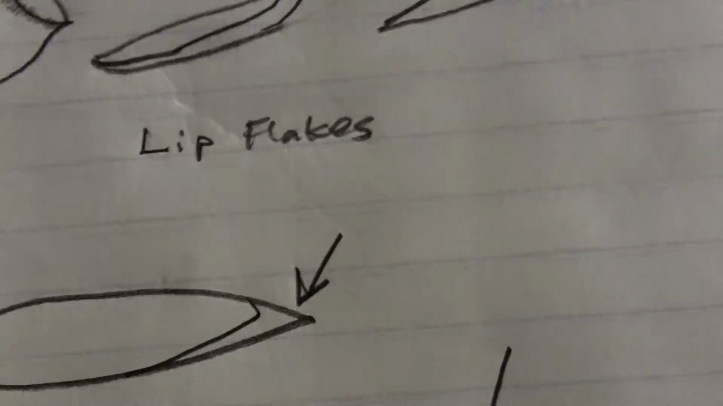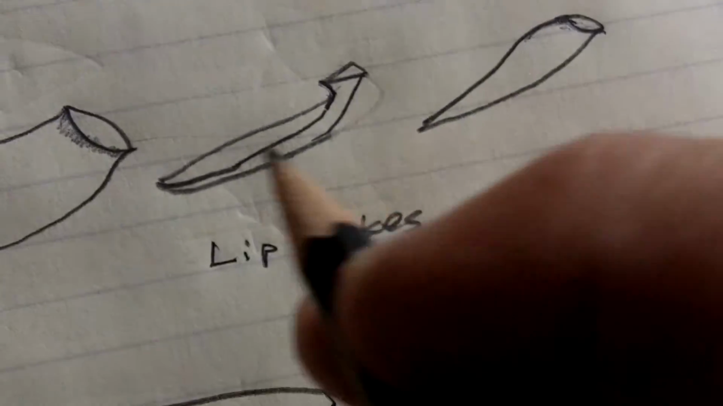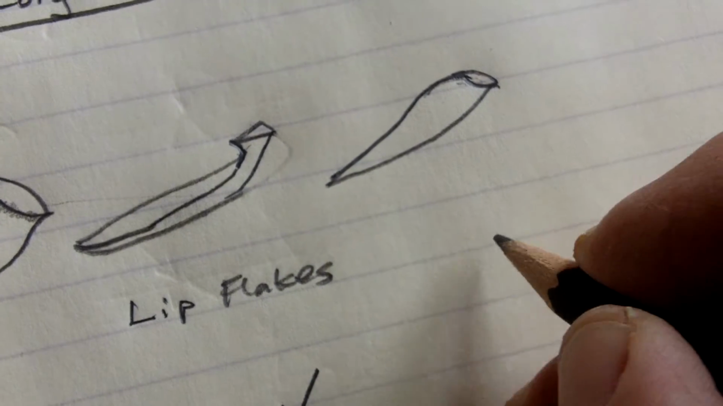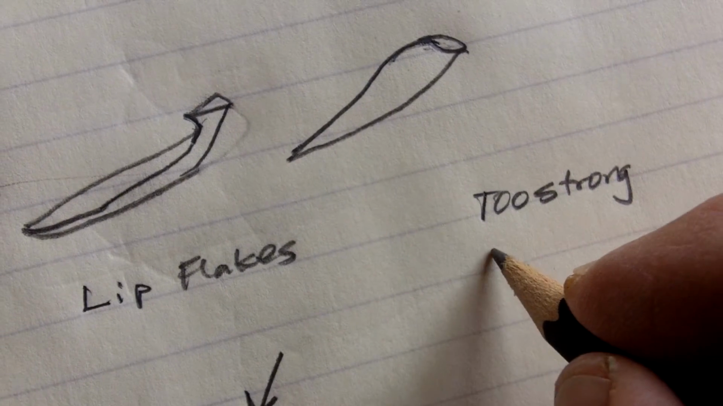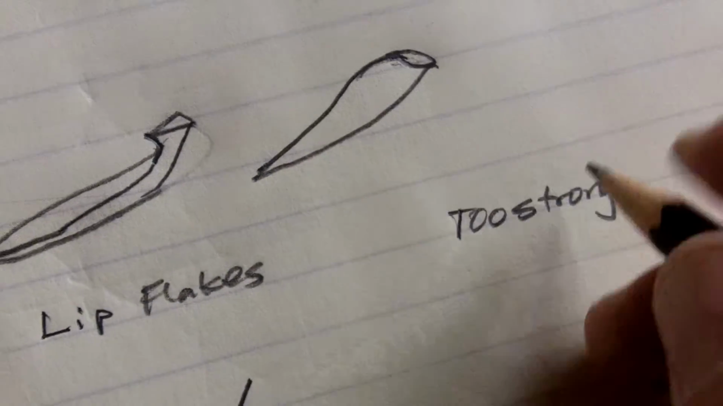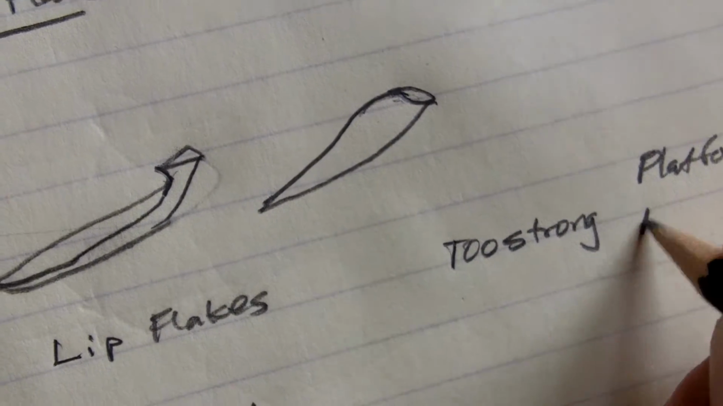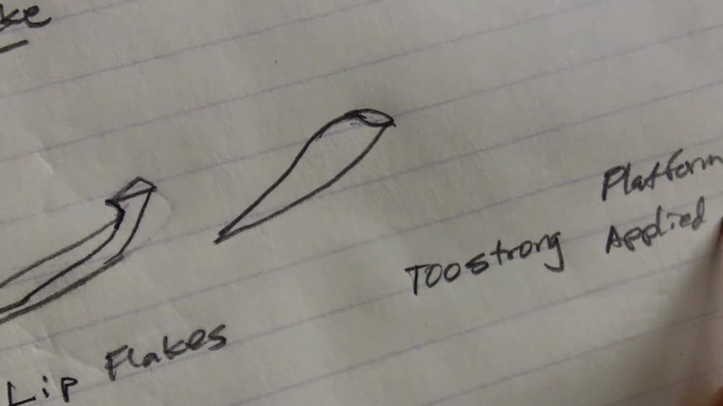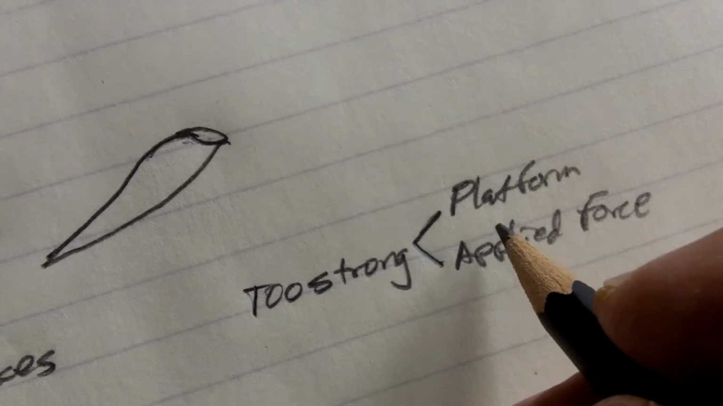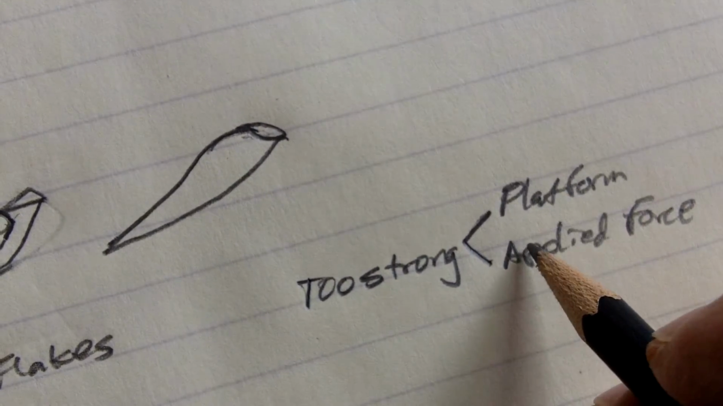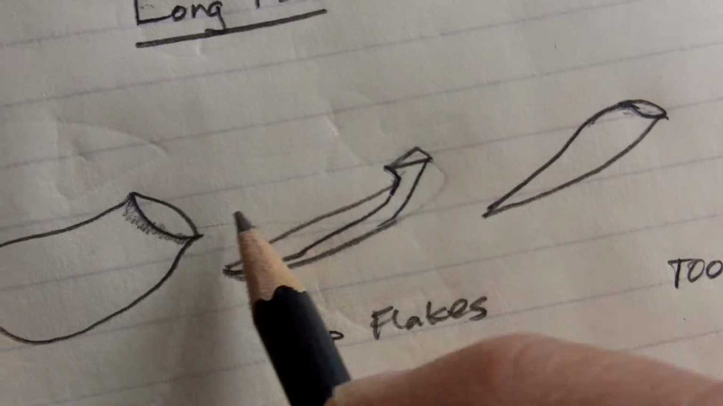Now, what causes this kind of flaking? This is where I might step on a few toes, but what causes this kind of flaking is a platform that's too strong with a force that's too strong. So platform and applied force, both of these, when both of these are done at the same time, they're too strong. The platform is too strong for the edge and the applied force is too strong for the edge. You get these lip flakes.